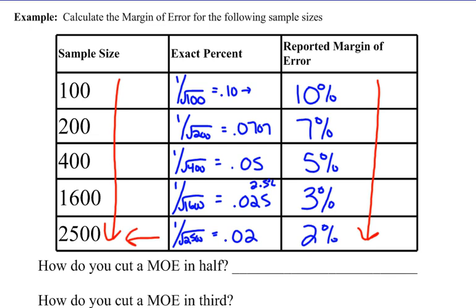How do you cut your margin of error in half? Well, let's see. Did any of these cut in half? Yeah, we had some cut in half. Let's look right here, from 10% to 5%. That cut it in half, didn't it? What did I do to my sample size to make that happen? Well, I went from 100 to 400. This is a sample size of 100, this is a sample size of 400. So it looks like I took it times 4. So to cut a margin of error in half, we quadruple the sample size.